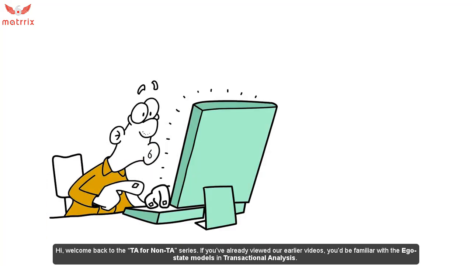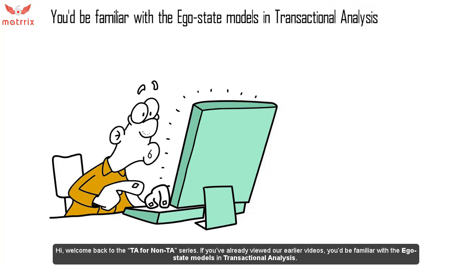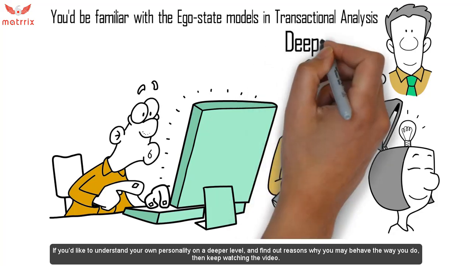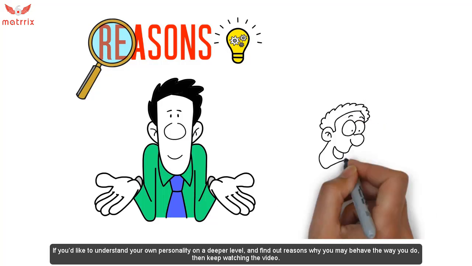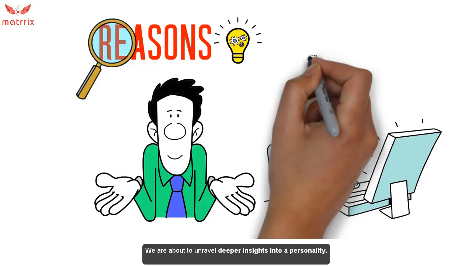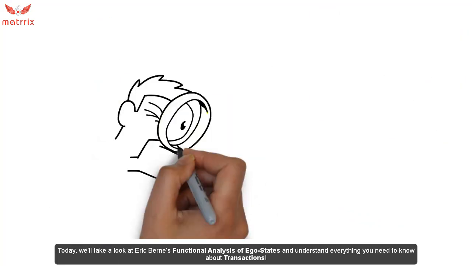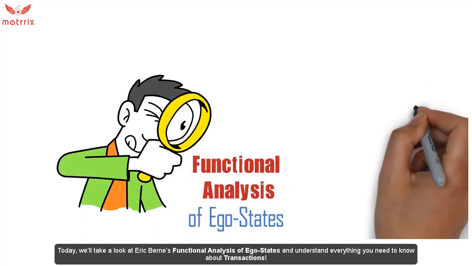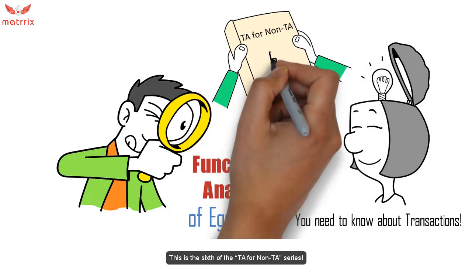If you've already viewed our earlier videos, you'd be familiar with the ego state models in transactional analysis. If you'd like to understand your own personality on a deeper level and find out reasons why you may behave the way you do, then keep watching the video. We are about to unravel deeper insights into a personality. Today, we'll take a look at Eric Berne's functional analysis of ego states and understand everything you need to know about transactions. This is the 6th of the TA for non-TA series.